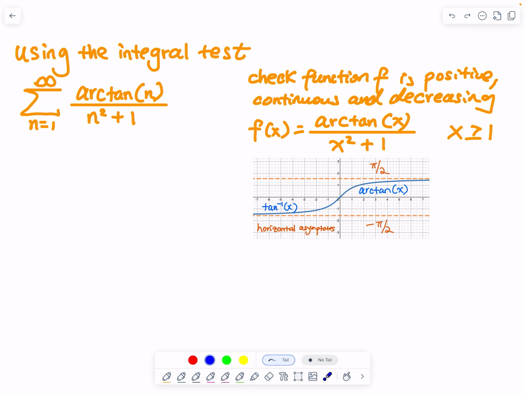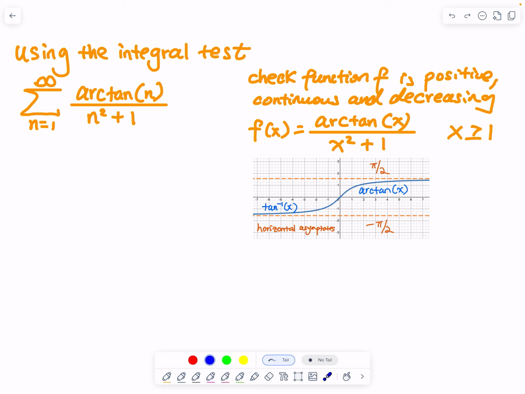For the graph of arctangent when x is greater than 1, this piece is always positive. And also x squared, when x is greater than or equal to 1, you square a number and add 1 to it, that is guaranteed positive. So we have a positive divided by a positive, then the function is positive. And then continuous: for arctangent when x is greater than 1, there is no vertical asymptote, same as x squared plus 1. So we can check positive and continuous right now. It's an easy check.